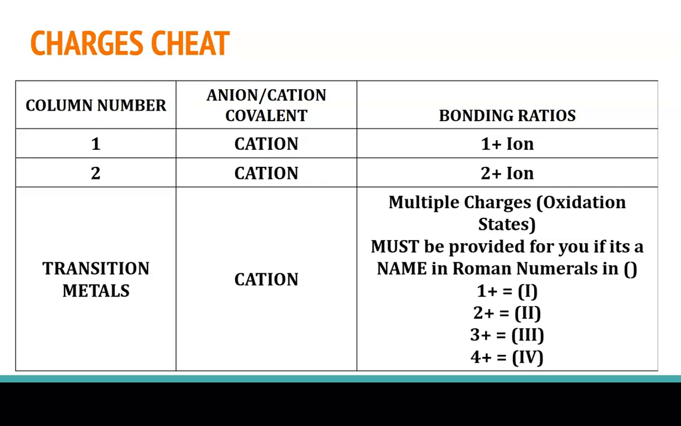A supercharged cheat sheet: column 1 will form a cation, and it's going to become a 1+ ion. Column 2 is also a cation. It's going to form a 2+ ion. The transition metals and most of column 14, like tin and lead, are cations. They have multiple oxidation states, meaning they can form multiple charges. So those must be provided for you as a Roman numeral in parentheses. So remember, 1+ is big I, 2+ is 2 I's, 3+ is 3 I's, and 4+ is an IV.